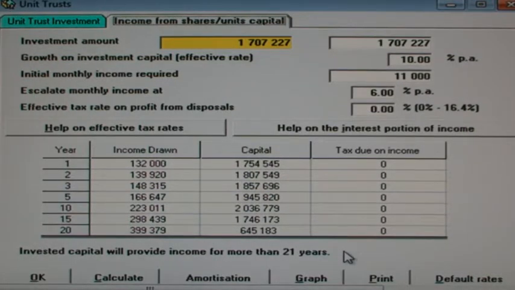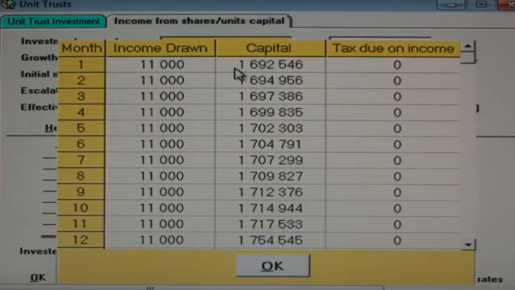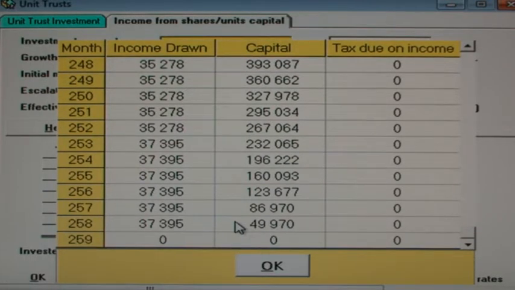Our table shows that after paying us all this income, our capital will provide inflation-linked income for 21 years. In fact, if we open the amortization window, this table shows us everything on a monthly basis. Looking at the first month, we can see that after drawing R11,000 income and after adding 1/12 of the nominal value of the growth rate and adjusting for trail fees, we are left with a capital of 1,692,546. If we scroll down to the end, we can see that the escalating income will actually be provided for 258 months, which is 21 years and 6 months.